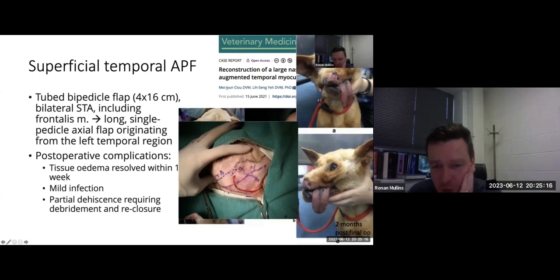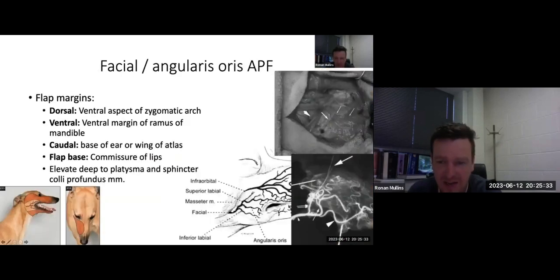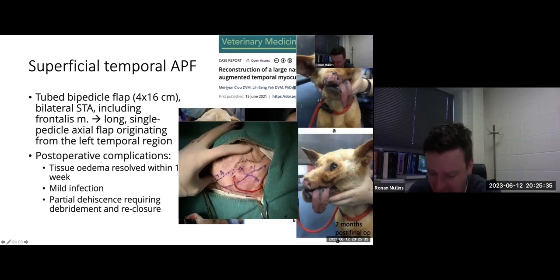And then the tube is elevated and transposed into position in order to cover the recipient site. That's then left in position again for another number of weeks, and then you remove the tube, the excess skin that's not required.